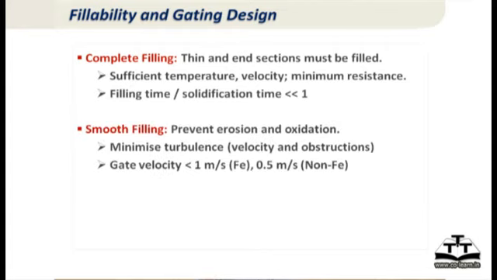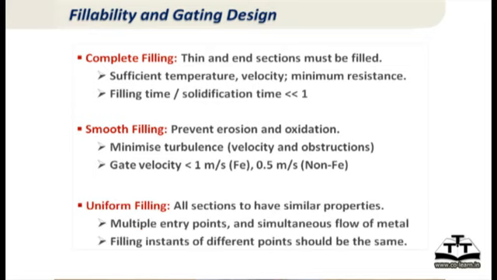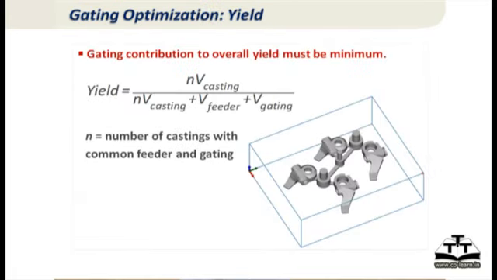What about the second one? Smooth filling. Whatever tricks we talked about so far: head, your gating ratio, and finally, if everything else fails, filters. Using that, you can slow down the velocity to under 1 meter per second for ferrous castings. And finally, uniform filling, by making sure you have more gates, more symmetrical gates, and the sprue in the middle if possible, so filling is more uniform. And so you have uniform properties of the part.